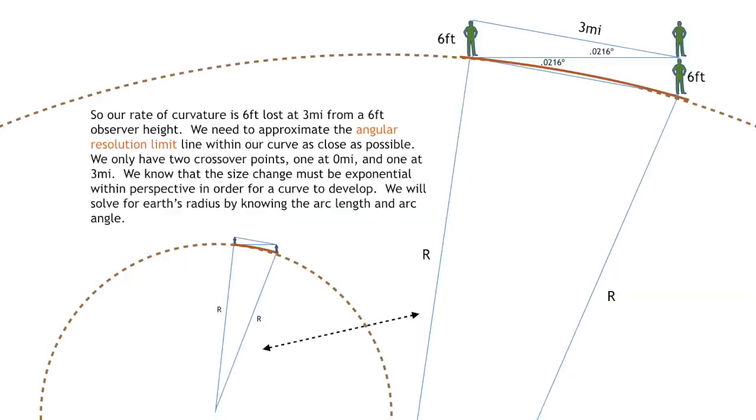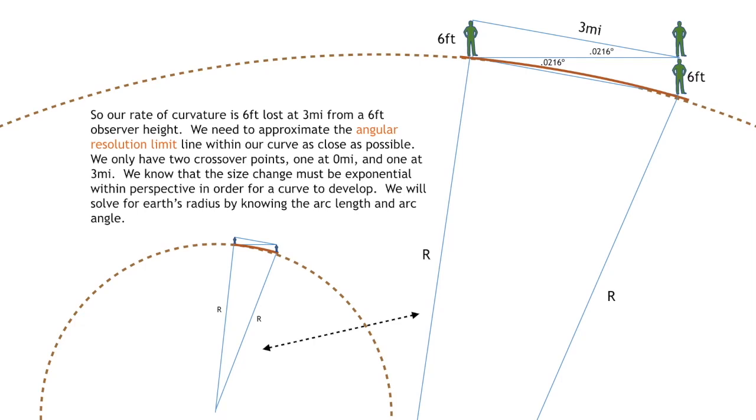So our rate of curvature is 6 feet lost at 3 miles from a 6-foot observer height. We need to approximate the angular resolution limit line within our curve as close as possible. We only have 2 crossover points, one at 0 miles and one at 3 miles. We know that the size change must be exponential within perspective in order to get a curve to develop out of it. Can't be linear.